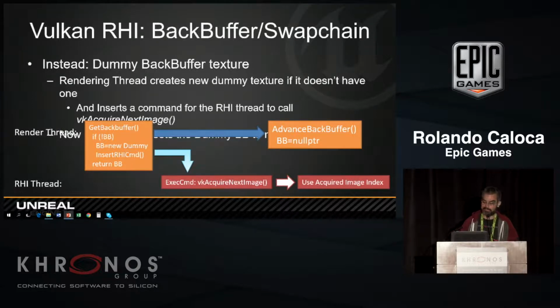Oh, this got messed up. Basically, the renderer calls the get back buffer function. If it doesn't have one stored, it will allocate a new one and insert an RHI command, and the RHI command will actually call acquire next image. If it has one, it will just return the one that it had already allocated. Then at some point later in the frame, the renderer says advance the back buffer, so it just sets that pointer to null. Meanwhile, on the RHI thread, whenever you call get back buffer, it will just return the image using that index that it acquired.